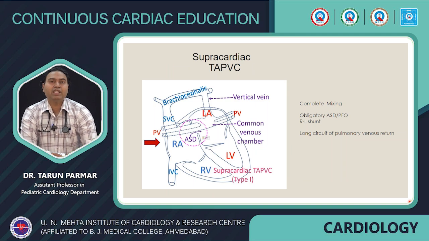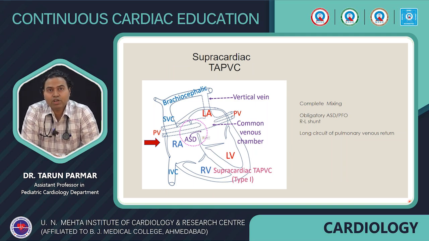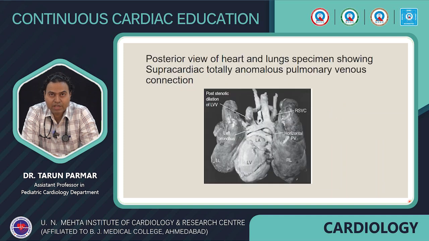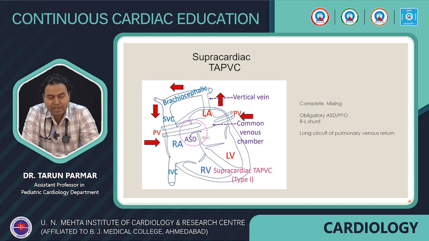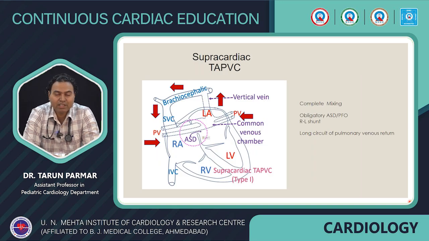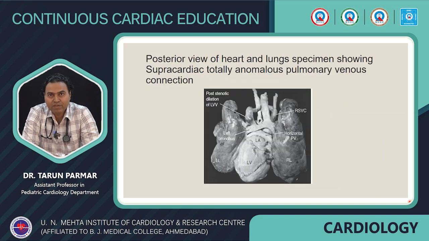Coming to the supracardiac TAPVC. Here all four pulmonary veins form a horizontal confluence, then drain into the left ascending vertical vein, to the left innominate vein, to the RSVC, to the RA. So there is a complete mixing in the RA, and there is an obligatory shunt at the ASD level. That is a part of the TAPVC, not a different defect. It is obligatory because survival depends on this defect. It shunts right to left, and there is a long circuit of the pulmonary venous connection.